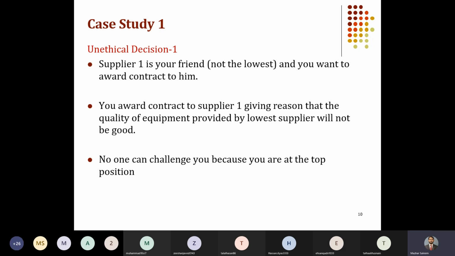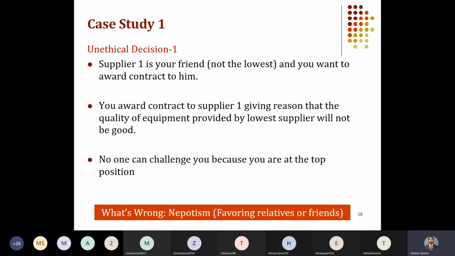And if you are at the top of the organization, nobody can challenge your decision. And what wrong has happened in this situation? This type of wrongdoing is termed as nepotism. When you favor your relatives or your friends, this is termed as nepotism, and it's an unethical thing to do. Because in such cases, the people who have the right to get certain job or certain contract, they are deprived of their right.